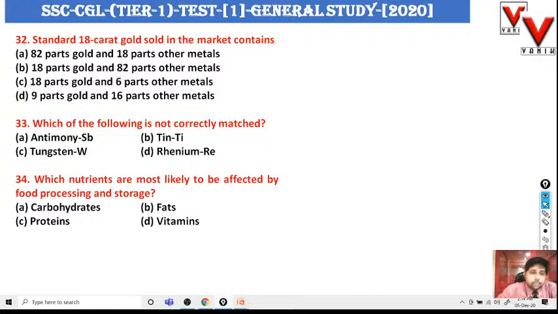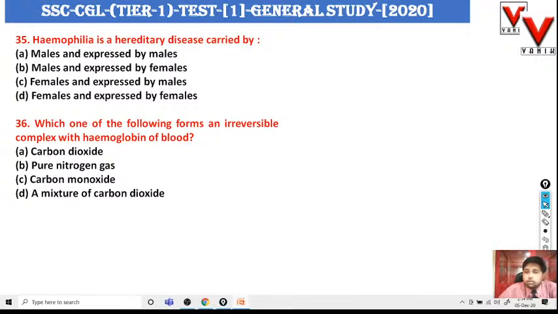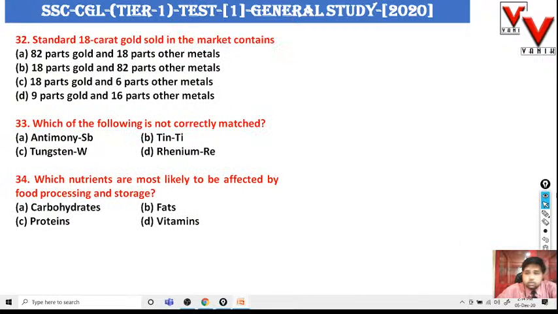Fine. So 18 karat gold sold in the market contains 18 parts of gold, that is true, and 6 parts of other metals. It is an alloy, the golden ornaments are actually alloys. They are not pure gold. Pure gold is quite weak in nature. They will immediately distort from their actual shape.